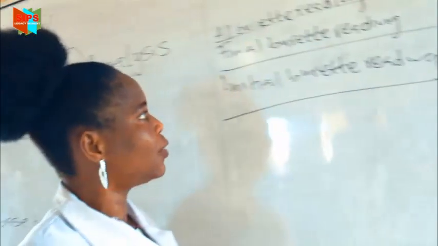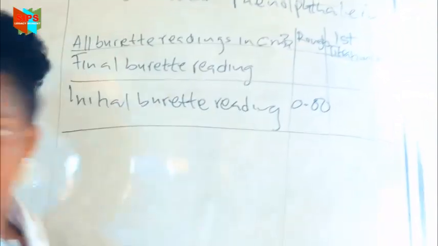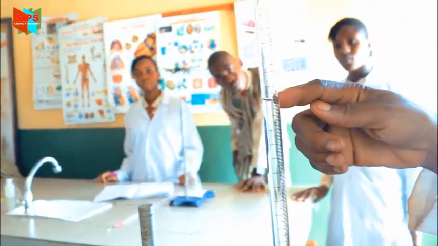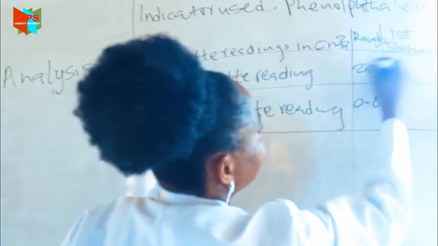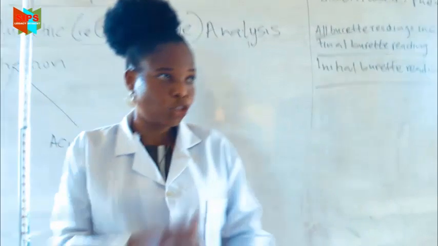So we started in the rough. At the beginning, we started from 0.00. And at the end, this is 23.1. So 23.10. I'm going to start my second titration, which is not the first.